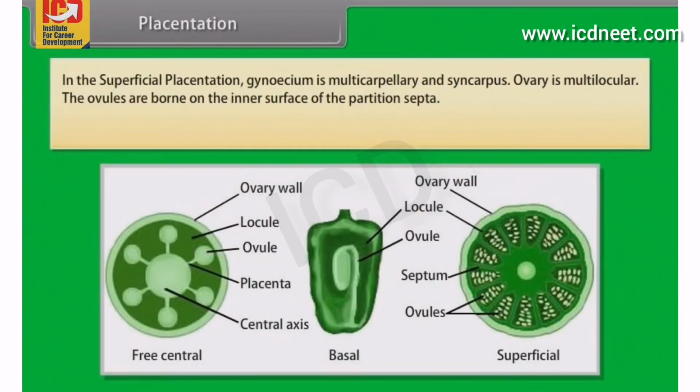In the superficial placentation, Gynoecium is multicarpellary and syncarpous. Ovary is multilocular. The ovules are borne on the inner surface of the partition septa. Example: Nymphaea.